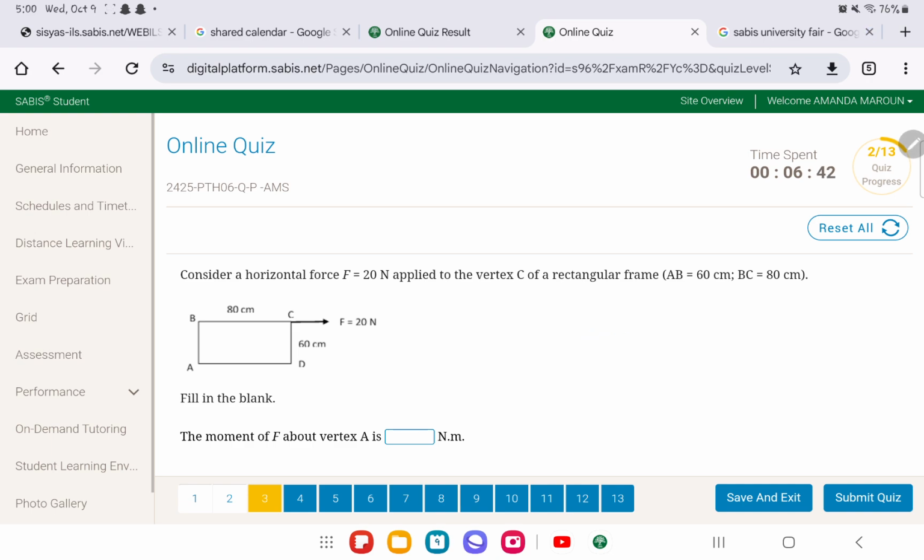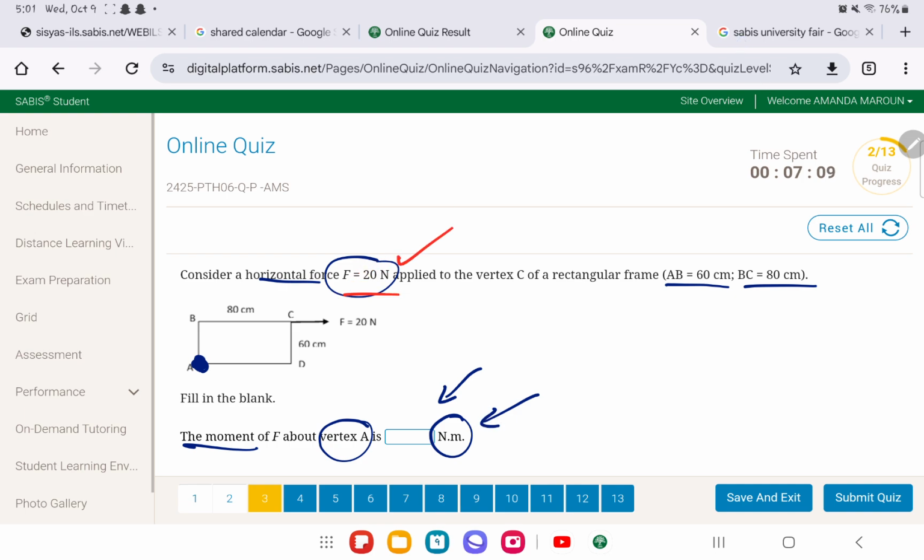So consider a horizontal force F of 20 newtons applied to the vertex C of a rectangular frame. AB is 60 centimeters, BC is 80 centimeters. They need the moment, meaning we do not put plus or minus, of F about vertex A. So where is vertex A? Over here. It needs to rotate from over here. And they need it in newton meters. Very, very important. We have our force in newtons, but we have our distance in centimeters. So very simply, to change it from centimeters to meters, we are going to divide by 100.